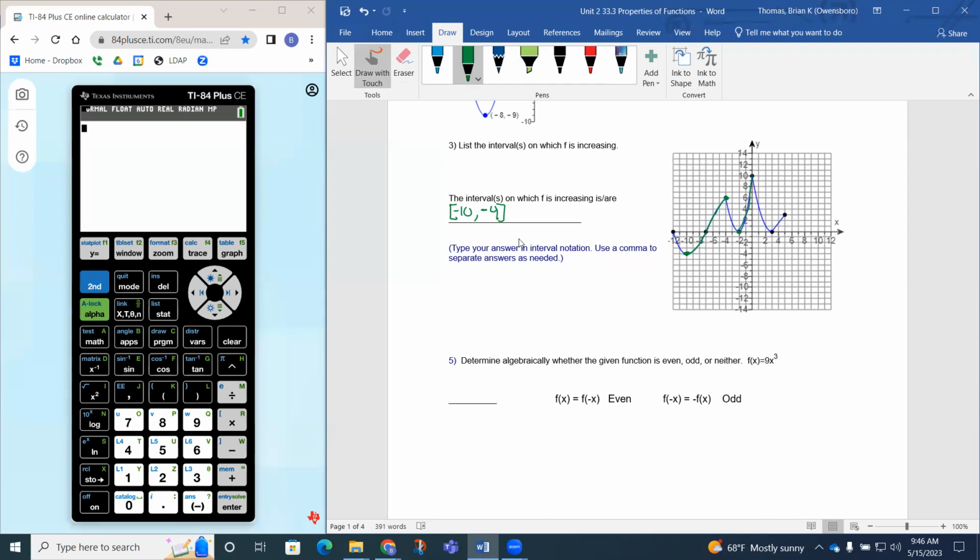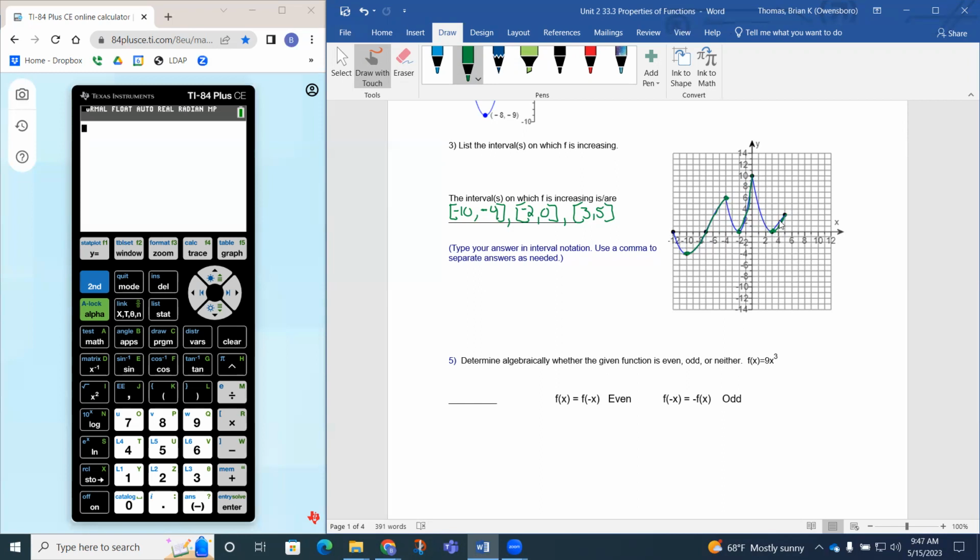So they said separate by commas. So from -2 to 0, it's going up. Then notice how the graph is going down, but then when I get to the spot here, the graph again turns and goes up. So from 3, looks like from 3 to 5, it's increasing. So it looks like there's 3 intervals where it's increasing. From -10 to -4, from -2 to 0, and from 3 to 5.